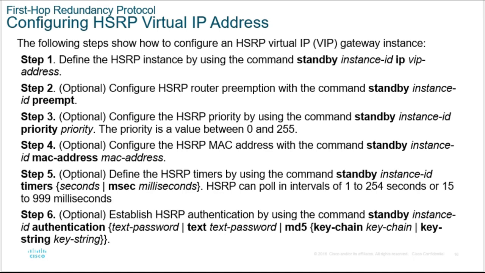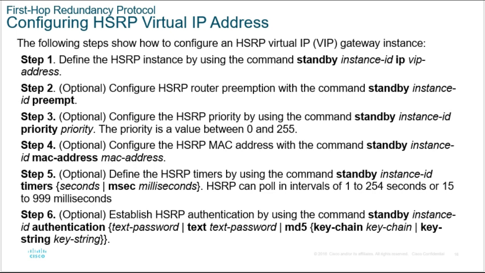In the next step, you can configure or modify the priority value of the HSRP routers. The default value is 100, but if you want to make sure that one router becomes the active router more than the other routers, you can modify the value of the priority by using the keyword priority, and the value can be between 0 and 255.